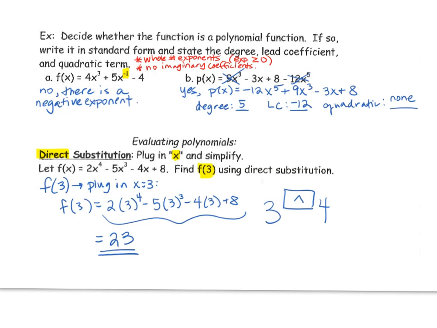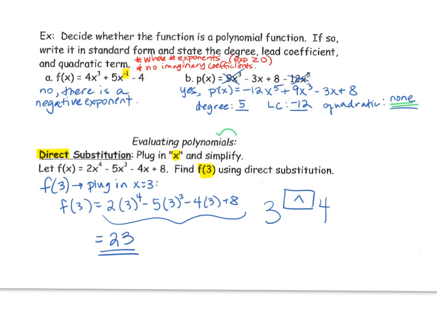In the second example, p of x, we notice that all the exponents are whole numbers and all of the coefficients are real numbers. Like there's no imaginary coefficients, which is rare to have. So that second part really isn't a huge issue. We wrote it in standard form by putting x to the 5th first because that was the biggest exponent, and then went decreasing from there until we got to the constant. The degree would be 5 because that's the biggest exponent, and the leading coefficient was negative 12. Notice for this one, we didn't have a quadratic term, and sometimes that happens.